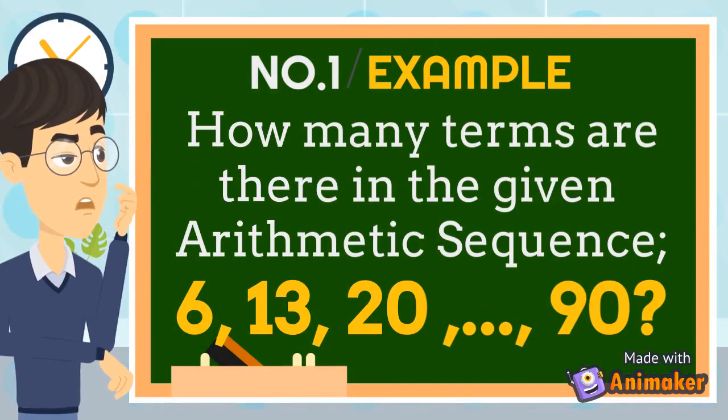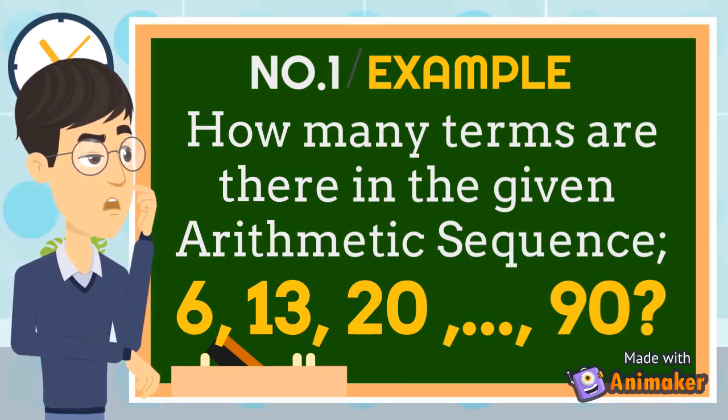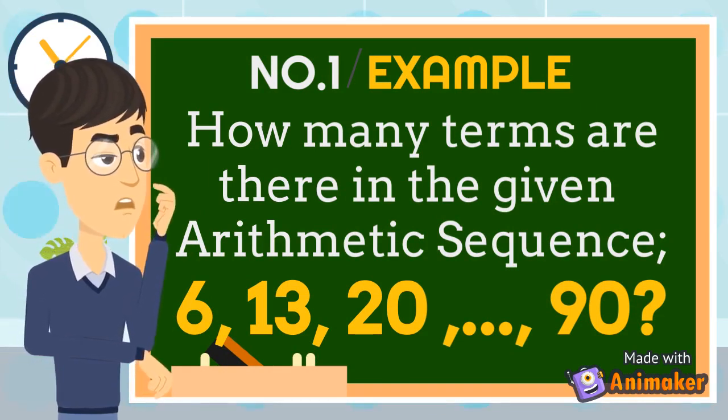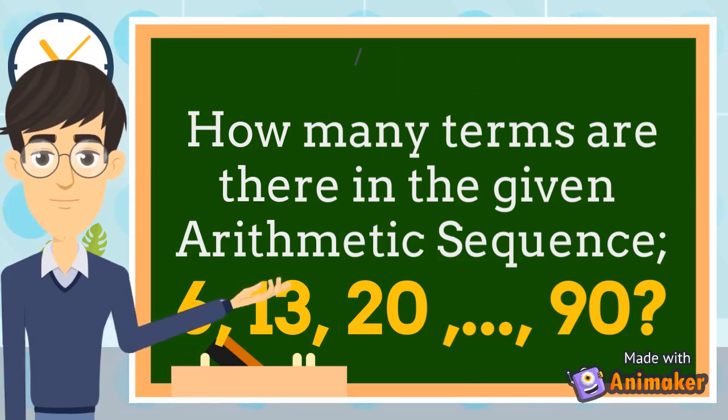Example number 1. How many terms are there in the given arithmetic sequence? 6, 13, 20, and so on up to 90. In solving this problem, we will be performing the three-step process which we have discussed in our previous video on finding the missing term of an arithmetic sequence. Let us now start solving this one.